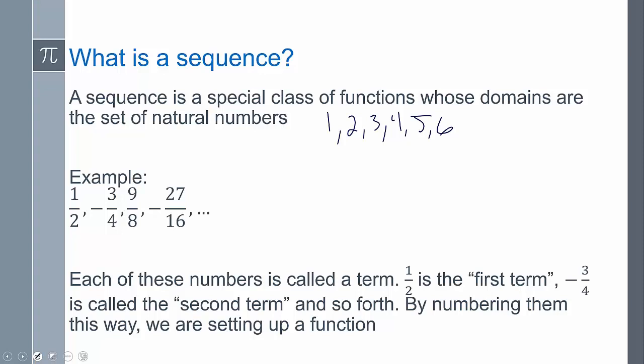So let's look at this sequence so far. 1/2, -3/4, 9/8, and -27 over 16. Now each of these numbers, we call it a term. So this is a term, this is a term, this is a term, this is a term. And we actually classify it by first term, second term, third term, fourth term, etc. So this 1/2 would be our first term. This is our second term, third term, and fourth term. And we're going to use this numbering to be able to set up that function.